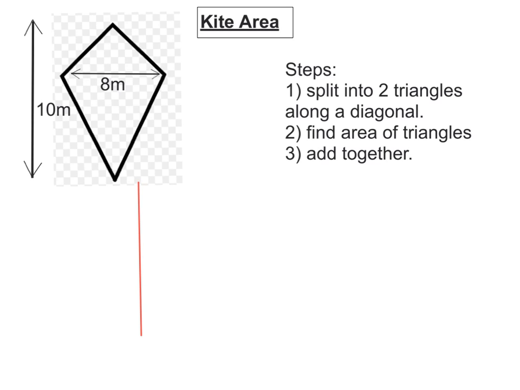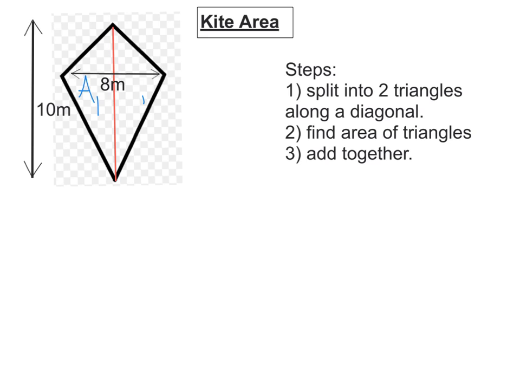In this video we're going to look at the area of a kite. Now first thing is I need to split this into two triangles along a diagonal. Now the diagonal to pick is the one that splits it into two equal triangles. So we've done that. Now we need to work out the area of the two triangles we've made.